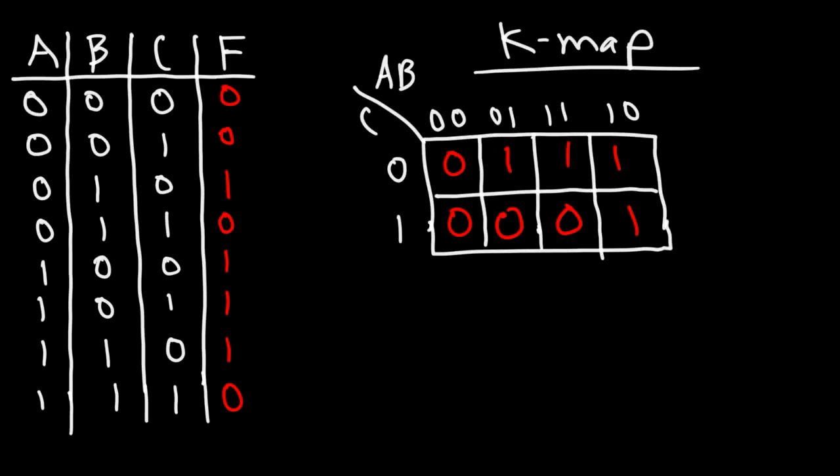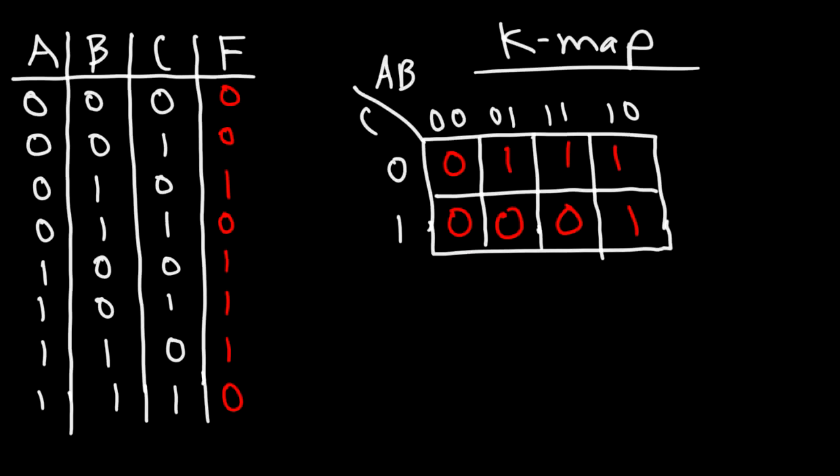Now, how can we take this data and turn it into a function? What we need to do is basically circle groups of 1s together. We can circle one 1, or we could circle two 1s, but we cannot circle three 1s. The number of 1s that you can circle could be 1, 2, 4, 8, and so forth. It has to be a power of 2. So you can't circle 3 1s, 5 1s, or 6 1s. Not going to work.